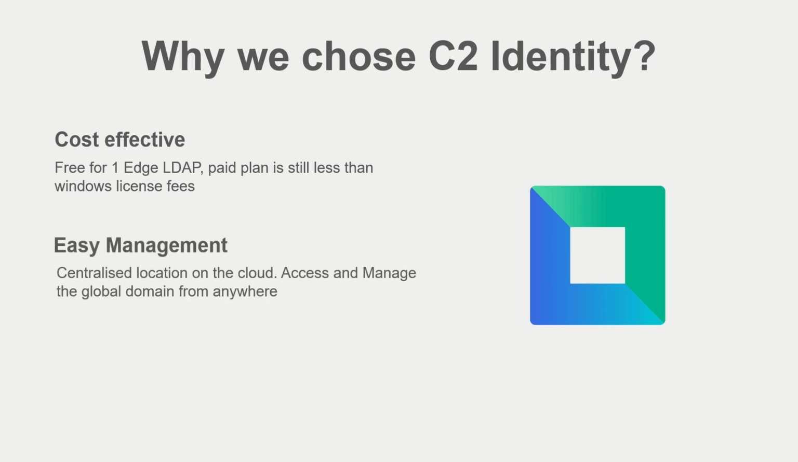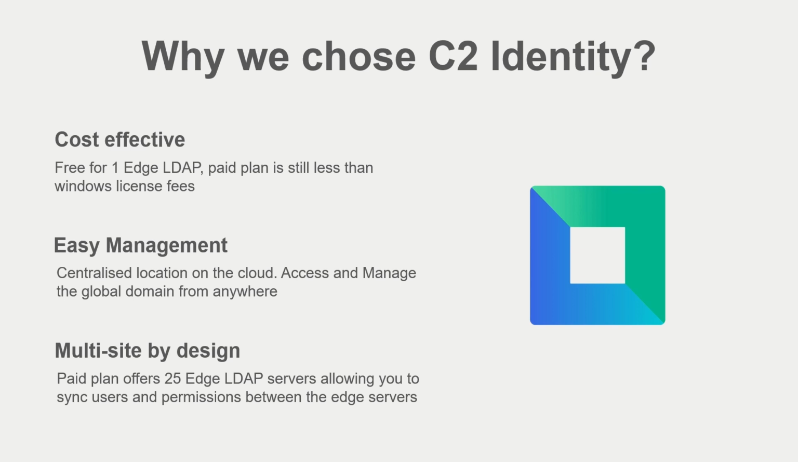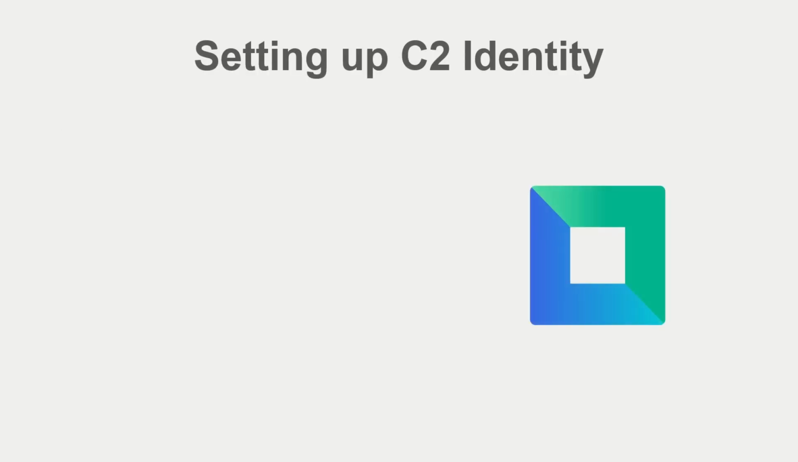On top of that, there's easy management. C2 Identity is a cloud-based platform, so we can access and manage the global domain from anywhere we have an internet connection. Also, C2 Identity is multi-site by design. What that means is that the paid plan offers up to 25 Edge LDAP servers in that environment. So you can have up to 25 different branch locations integrating back to that single C2 Identity domain.